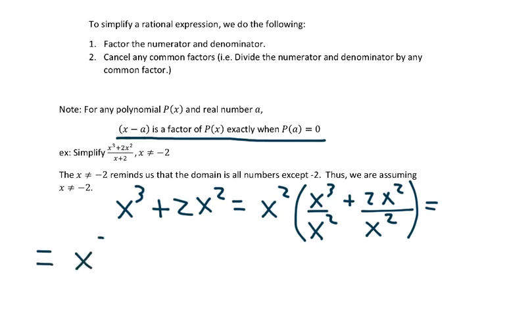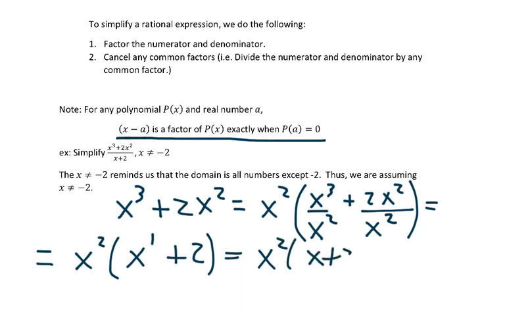So we have x squared. When you divide, you subtract exponents. So the first quotient is x to the 3 minus 2, which is just x to the 1. Here, the x squares are going to cancel, so you're just left with a 2. And of course, that's the same as x squared times x plus 2.